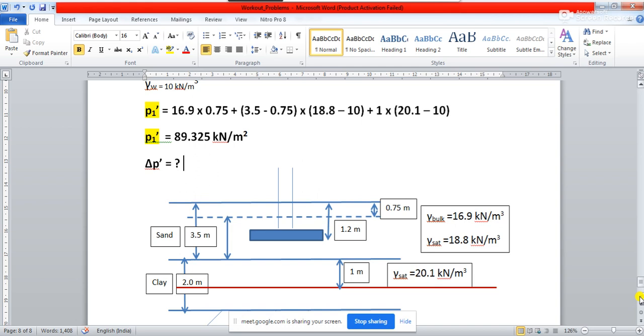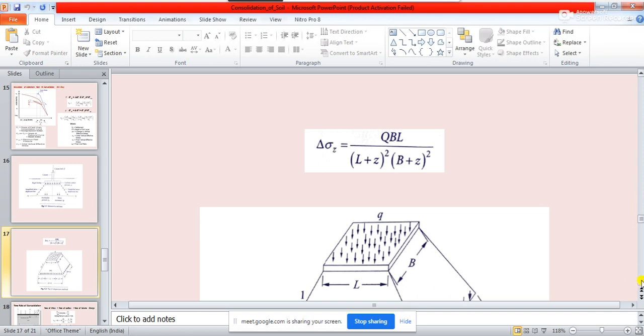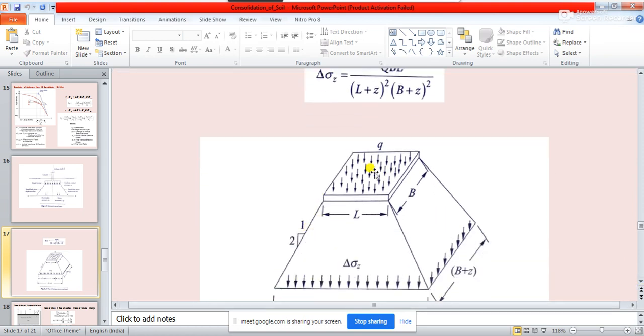So we will have to calculate this delta P using this concept, this trapezoidal distribution of load, right? This trapezoidal distribution of the dispersion of the stress will always happen, as I have told you, you must remember, at a slope of 1 horizontal to 2 vertical.